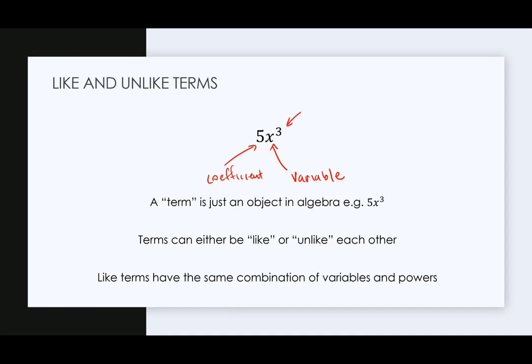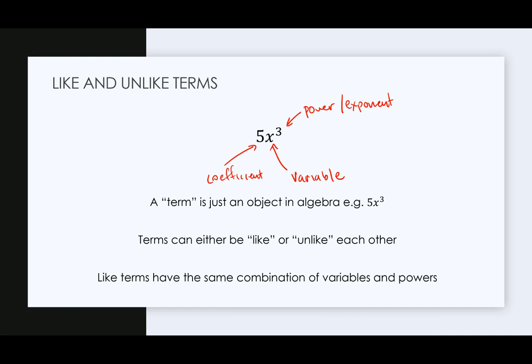The number up here is called a power, sometimes known as an exponent. And all it does is it tells us how many times the thing below it is being multiplied by itself, which in this case is x. So x is being multiplied by itself 3 times.